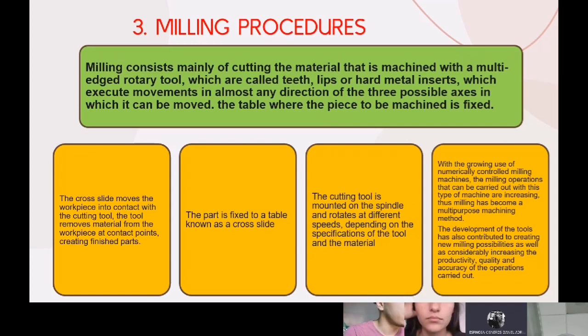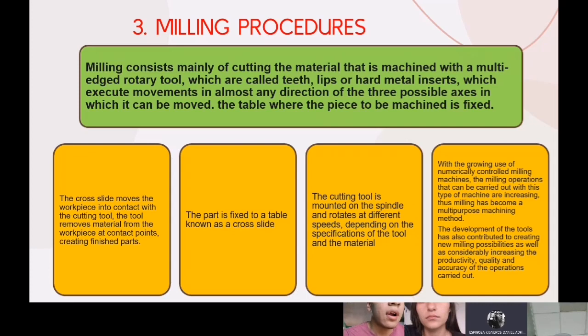The cross slide moves the workpiece into contact with the cutting tool. The tool removes the material from the workpiece at the contact points, creating the finished part. The part is fixed to the table, and the cross slide moves it. The cutting tool is mounted on the spindle and rotates at different speeds depending on the specifications of the tool and the material.